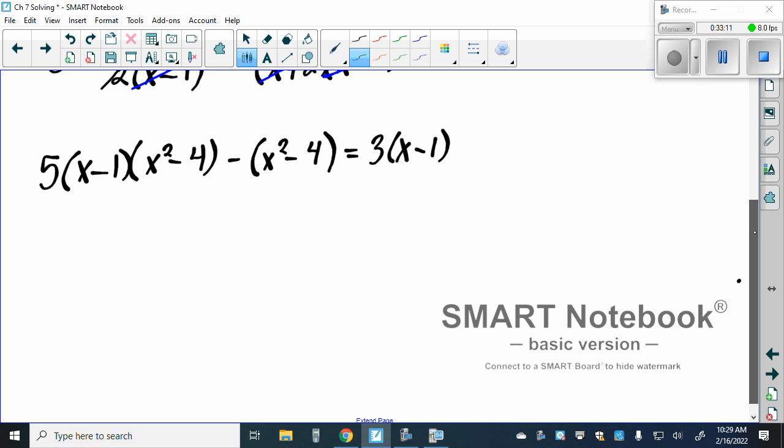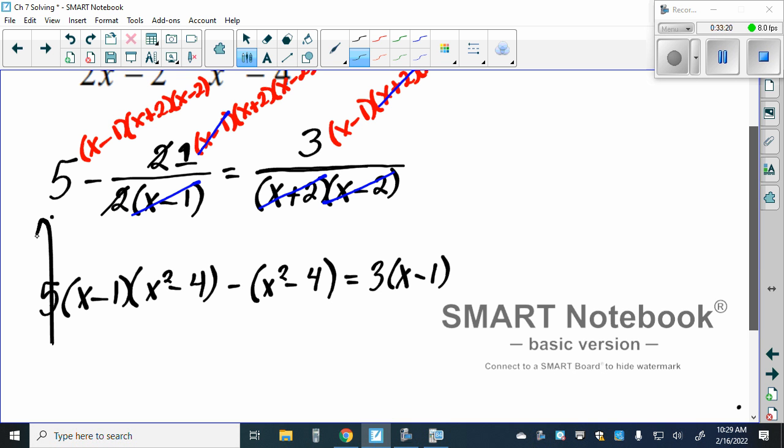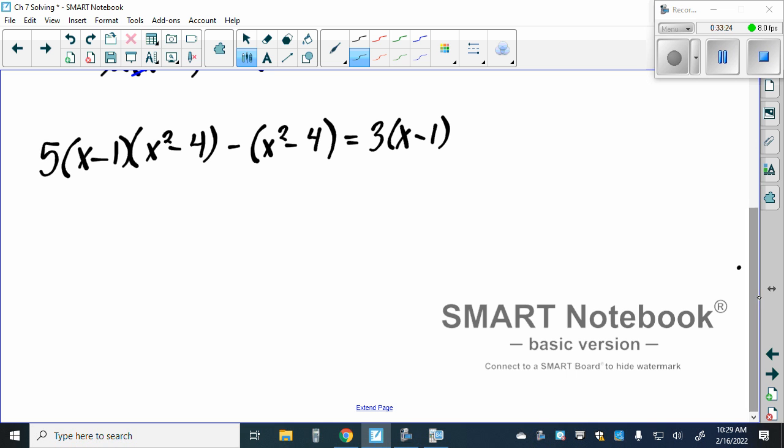Now we need to do some multiplication and simplifying. I wouldn't distribute the 5. Let's wait till the end for it, once we finish all the multiplications at the beginning.